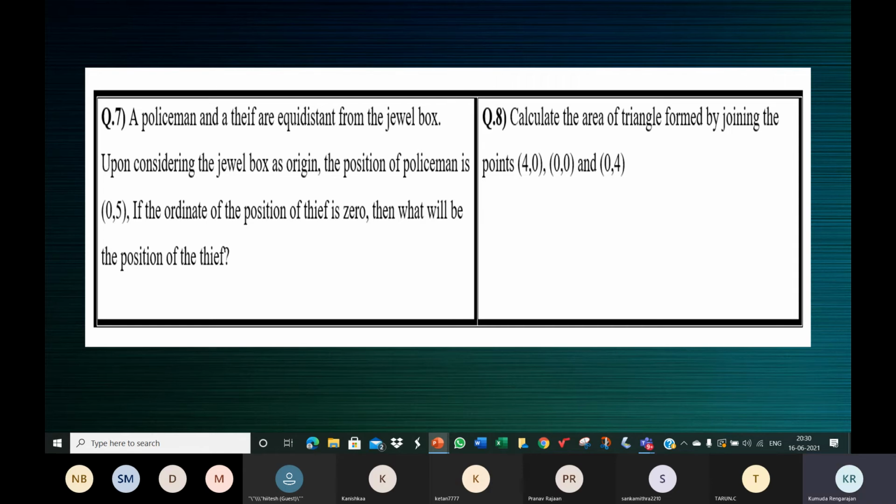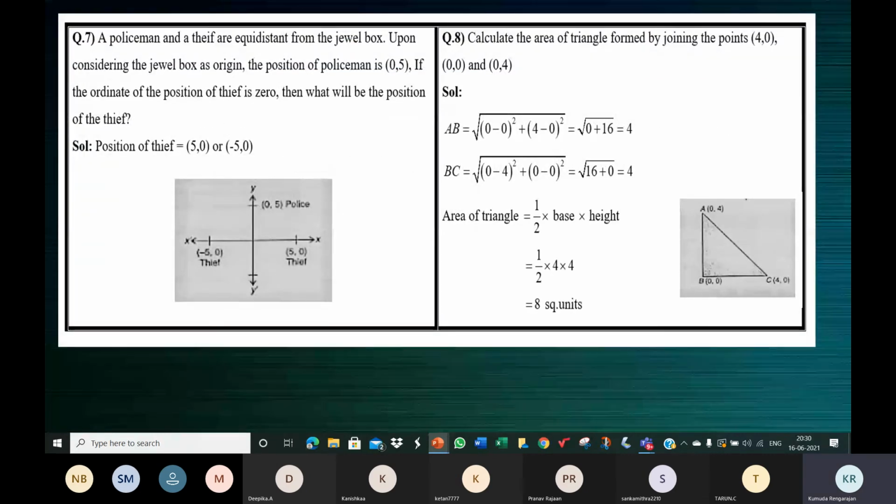All right, I've got answers from two girls, Sangamitra and Kanishka. So they say 5,0, right? Yes, ma'am. Okay, 5,0. Can you think of one more position, girls? The position of the jewel box is 0,0, ma'am. Minus 5,0. Yes. So the thief can be located in two different places.